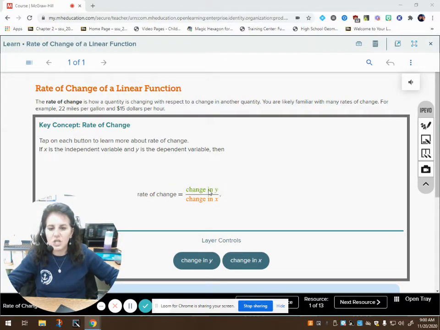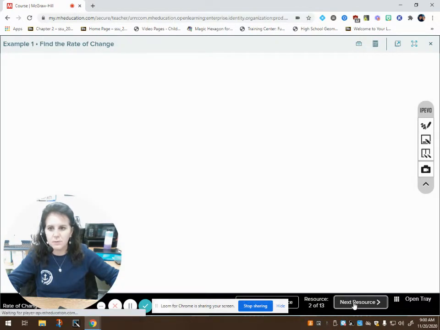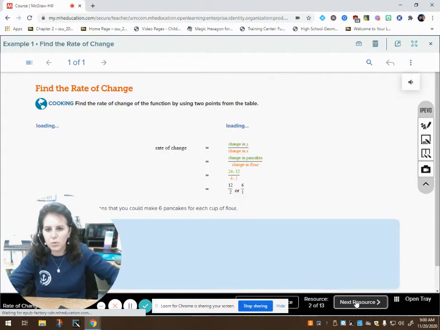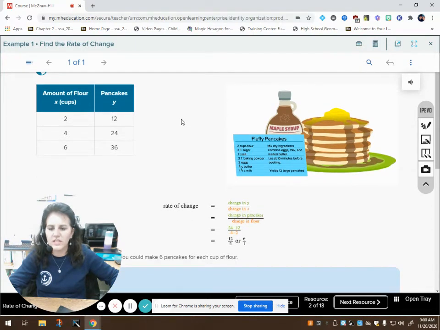Again, it's change in one thing. Here it's change in y in comparison to another thing over top of the change in x. So the change in y is the change between the dependent variables over the change between the independent variables. So we're going to find the rate of change given this problem. It says that she's cooking, and we're going to find the rate of the change of the function by using 2 points on the table.